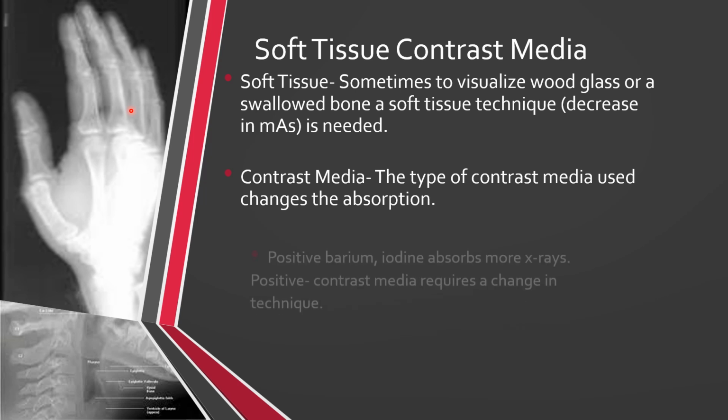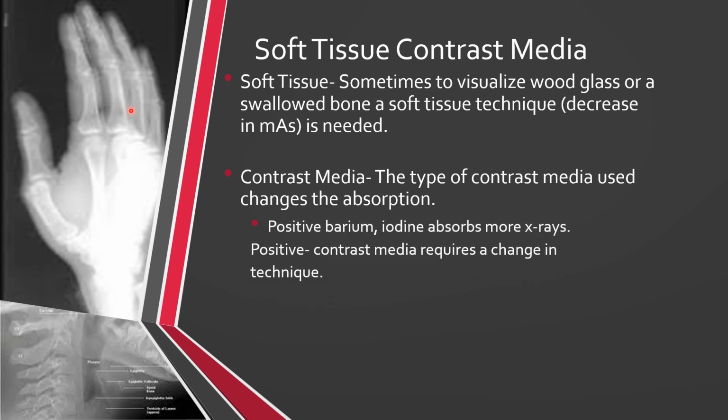Contrast media, the type of contrast media used, changes the absorption. So there are two different types of contrast media. One of them is positive. Positive is barium or iodine typically. It absorbs more x-rays within the body. Positive contrast media requires a change in technique. So typically we would raise the kVp because we want to be able to penetrate the contrast that we introduced, and there may be an increase in mAs as well.